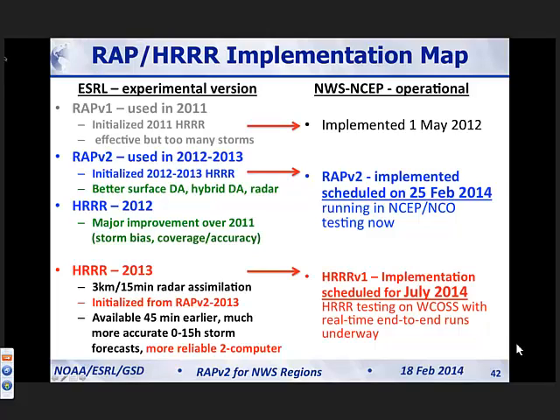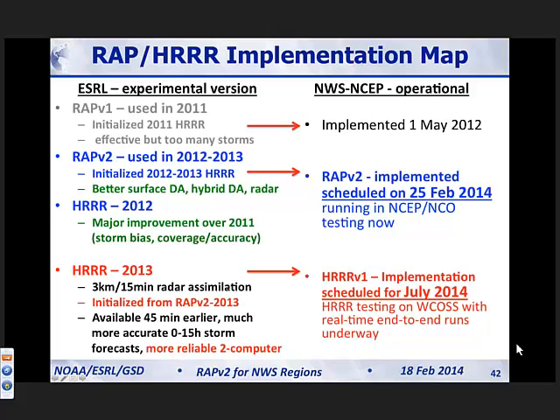This slide describes, I hope this is what you wanted to hear, that the RAP V2, which we've been using to initialize the HRRR, including right today, is what's going in next week at NCEP. The HRRR, which is running right now, is also getting implemented at NCEP. This column here is for the ESRL experimental version, and then the NCEP implementation now scheduled for July is what we're running right now.